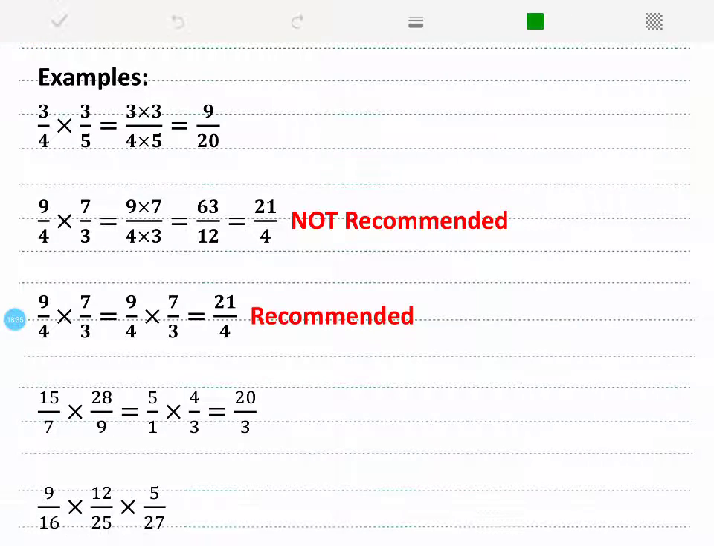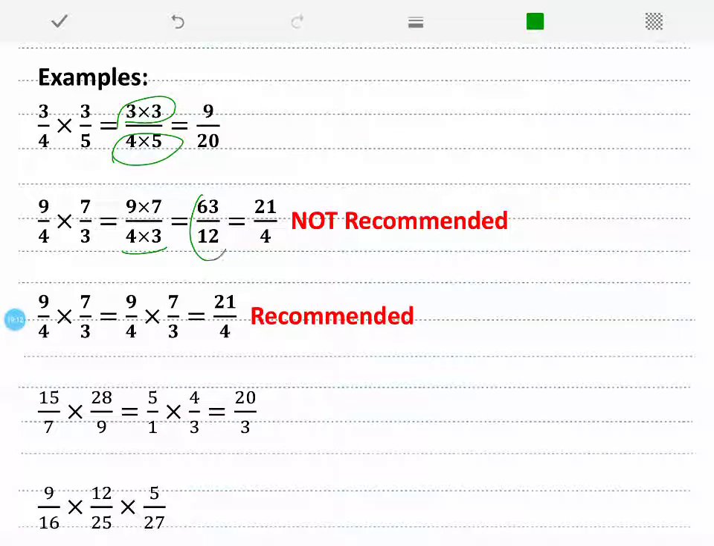Example 1. 3 over 4 times 3 over 5. You simply times 3 and 3 here, and 4 times 5 for the denominator, which becomes 9 over 20. That's easy enough. Next question. 9 over 4 times 7 over 3. Some students will do 9 times 7 on the top over 4 times 3 at the bottom, then you finally get 63 over 12.